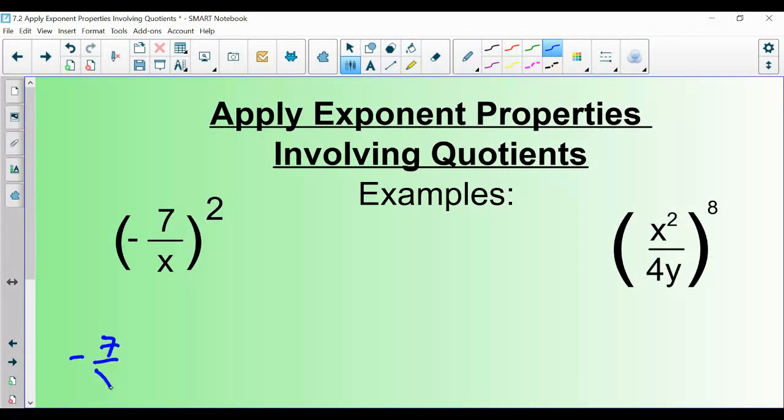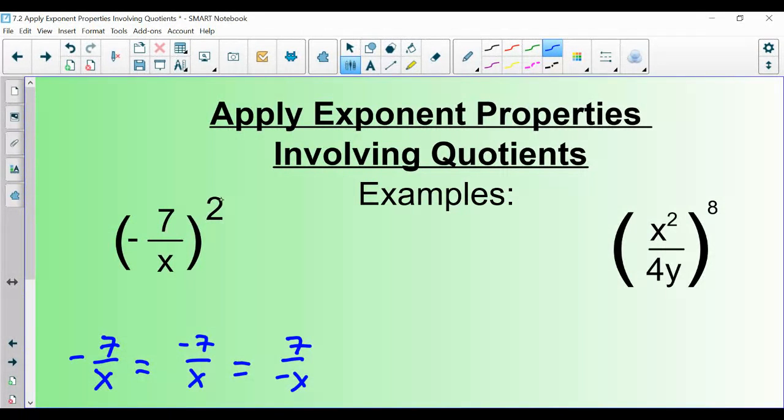Negative 7 divided by x is the same as negative 7 divided by x. Sorry, I don't know why I'm saying 6. It is also the same as 7 divided by negative x. All 3 of these statements are the exact same. It doesn't matter if the negative sign is out front, with the denominator, or with the numerator. It should not be with both, though, because that would be something different.